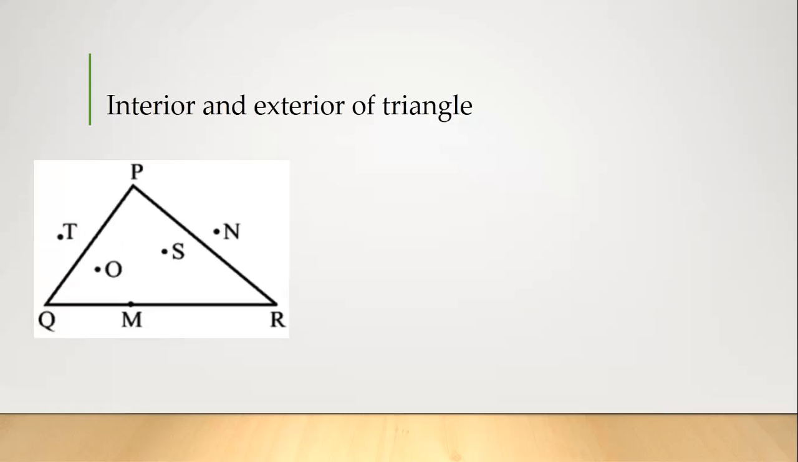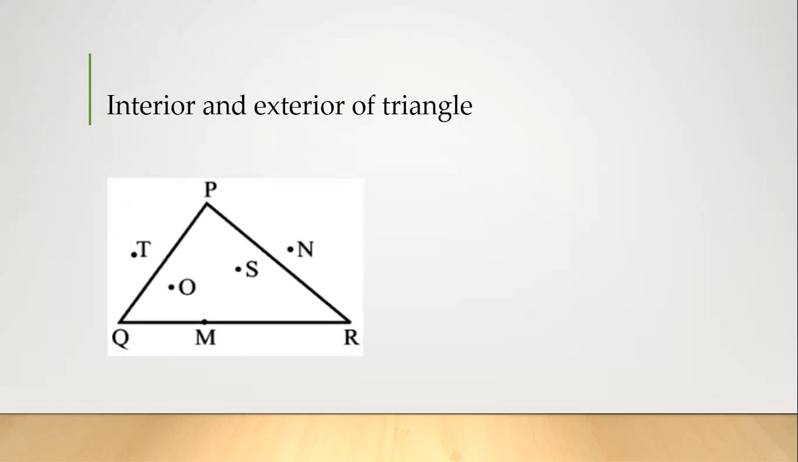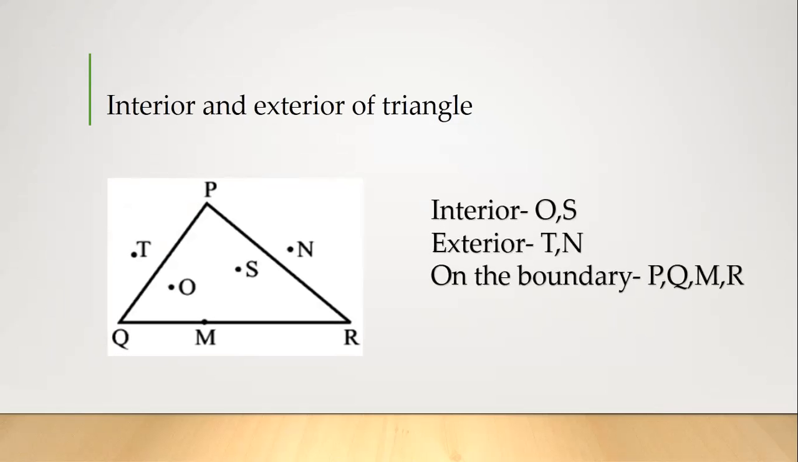Now, interior and exterior of a triangle. Here is one example given. If you are asked what is the interior of the triangle, what all points are there in the interior of the triangle? In triangle PQR, if you see, O and S are inside triangle PQR. So in the interior are points O and S, in the exterior P and N, and on the boundary P, Q, M, R. These 4 points are on the triangle.